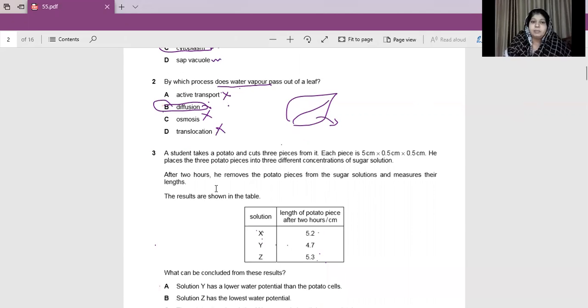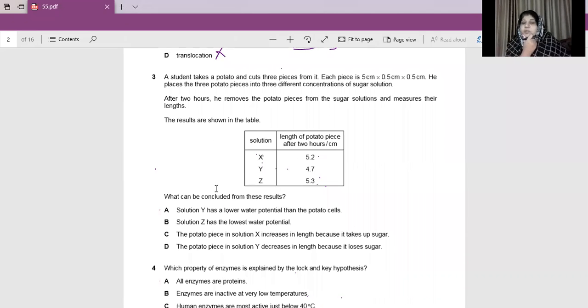Next is number three. A student takes a potato and cuts three pieces from it, each of the same size. He places the three potato pieces into three different concentrations of sugar solution. After 2 hours, he removes them, and we observe that the X measurement increases, the Z measurement increases, and the Y measurement decreases. It means that from Y, water molecules are leaving. The conclusion is Y has a lower water potential. Definitely, that is why water molecules are leaving from those potato cells.